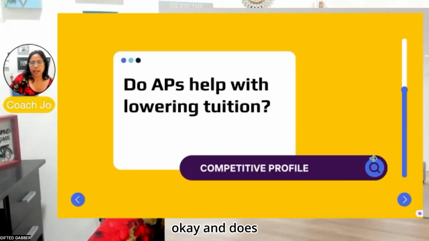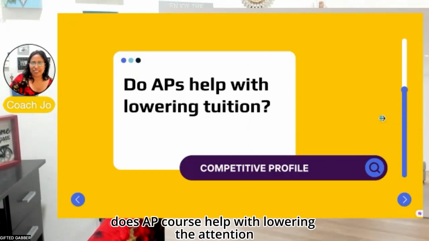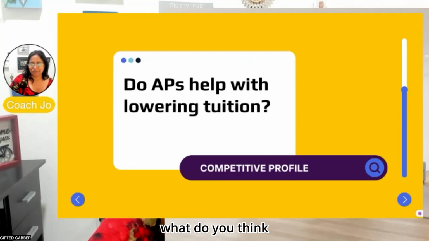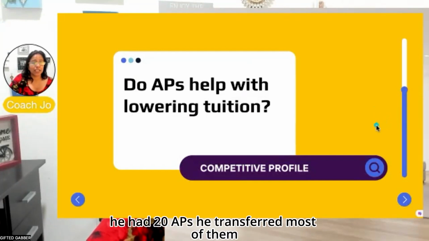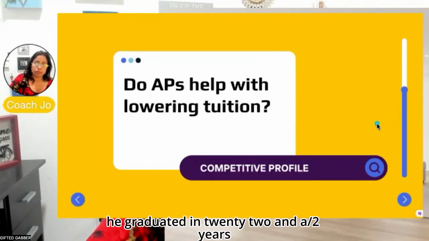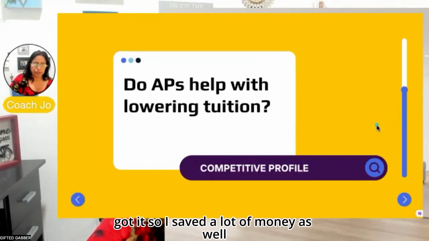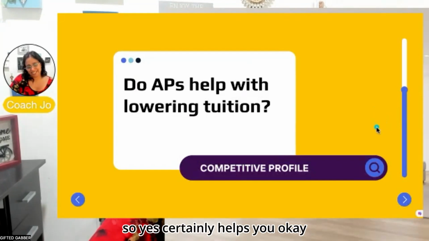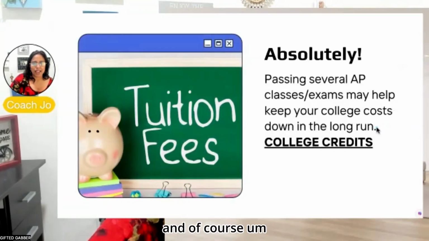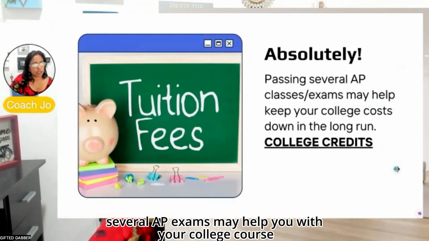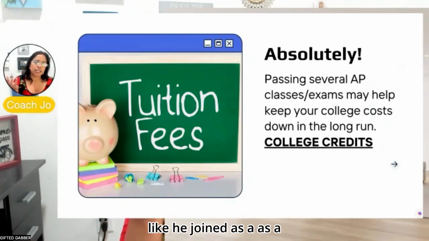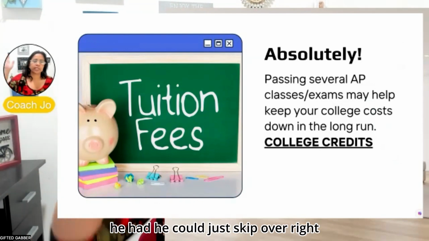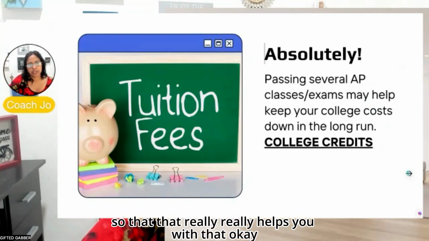Okay. And do AP courses help with lowering the tuition? What do you think? Absolutely. Yes, it does. So what my son did is he went to Georgia Tech. He had 20 APs. He transferred most of them. He graduated in 2.5 years. Got it? So I saved a lot of money as well. So yes, certainly it helps you. Okay. And of course, several AP exams may help you with your college costs, because you can transfer the credits. Like he joined as a junior, not a sophomore. He could just skip over, right? So that really helps you with that.